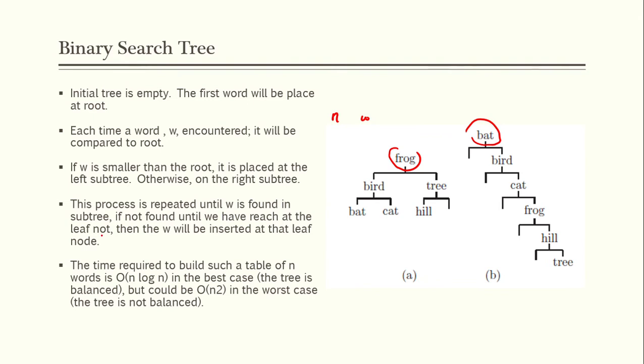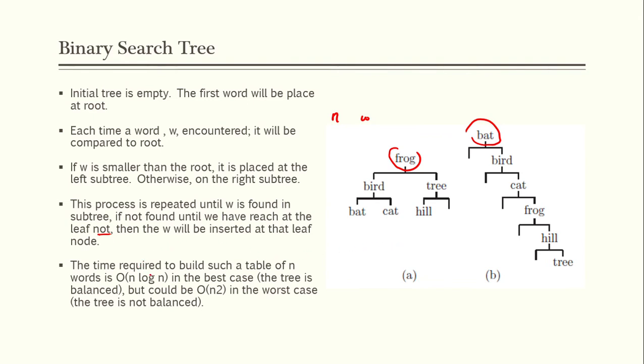This process is repeated until W is found in the tree. When you do a search, it will search in that way until the word is found. If the word is not found, we continue until we have reached the end, a leaf node. Then W will be inserted at the leaf node. So if we have already searched through all of these and reached the leaf node and the word is not found, then the new word will be inserted at that leaf node.